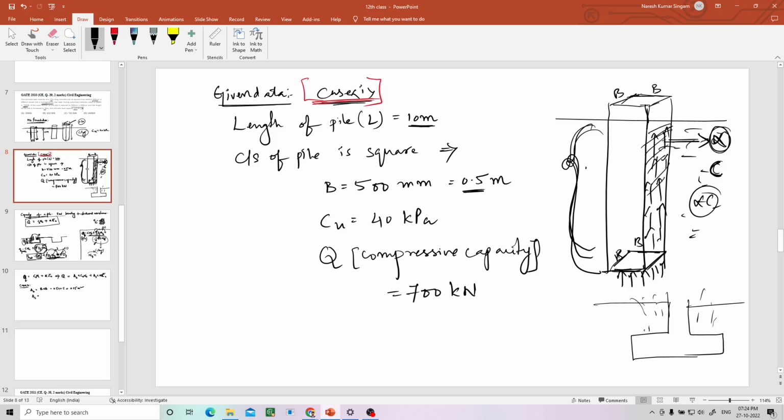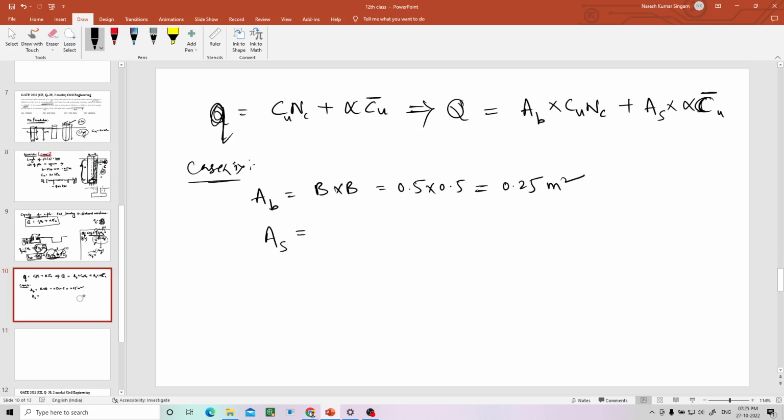What is As? This total length is 10 meters. How to calculate the surface area of a cuboid? You just have to take the perimeter, 4 into B, into length L. That is the surface area. 4 into B is the perimeter, then length. So here 4 into 0.5 into length equal to 10 meters. So 40 into, can you calculate? Yeah, it's 20. Okay, 20 meter square.